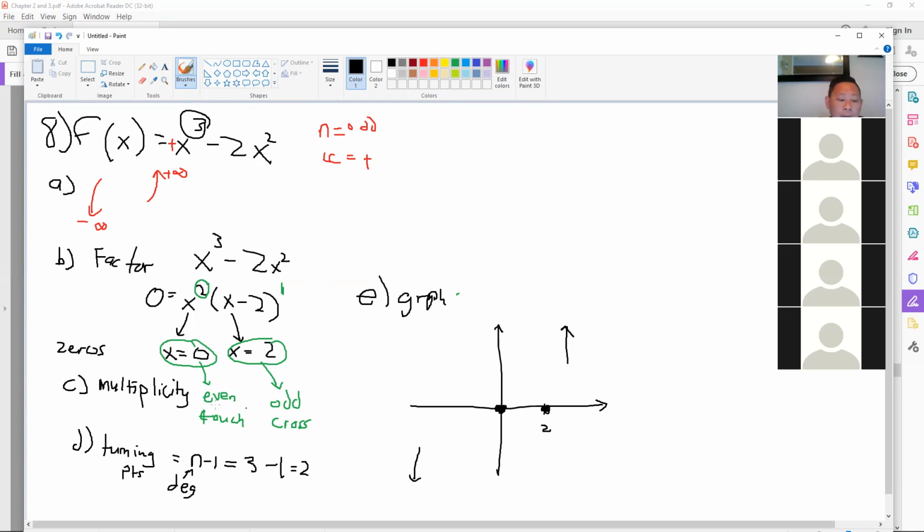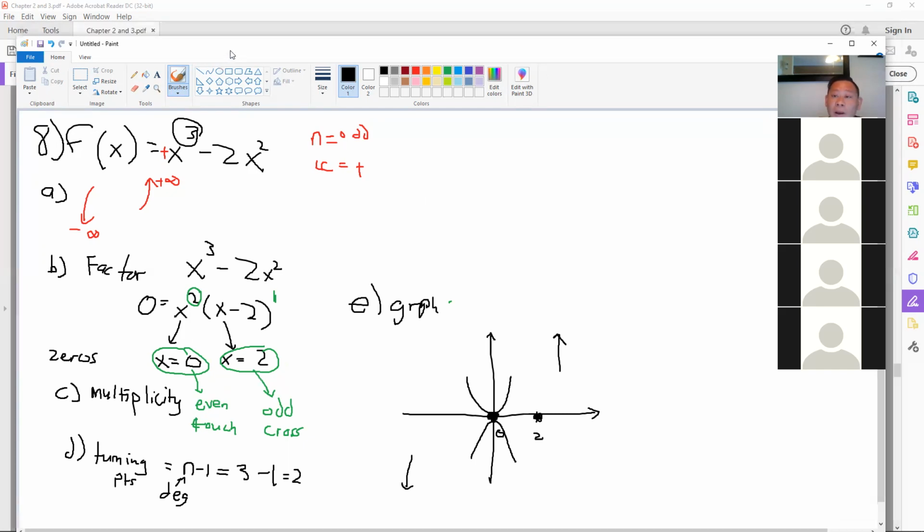Okay. And then you told me this 0 is even. So you touch it. So at 0, it touches. So my question to you is, is this going to open upward or do you think this is going to open down? Because it's even means it's a parabola. Upward or downward parabola? And why do you say that? Anyone? Going up or going down?